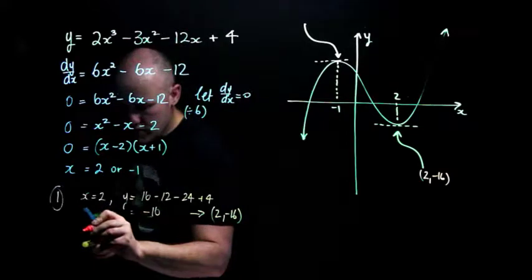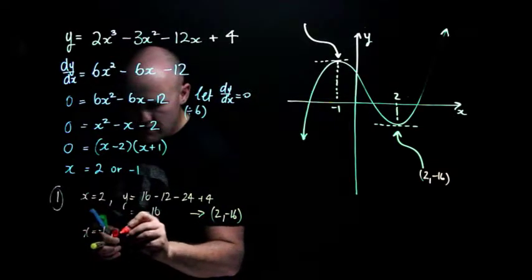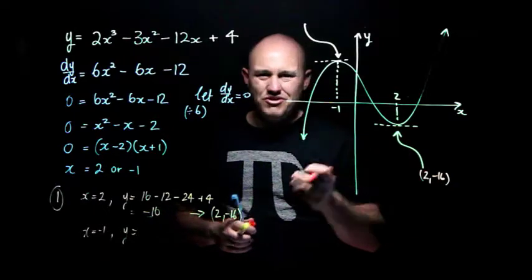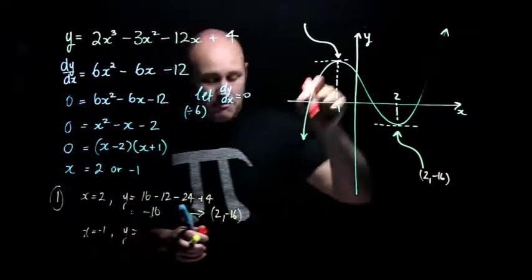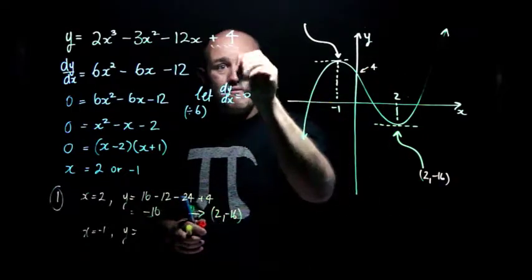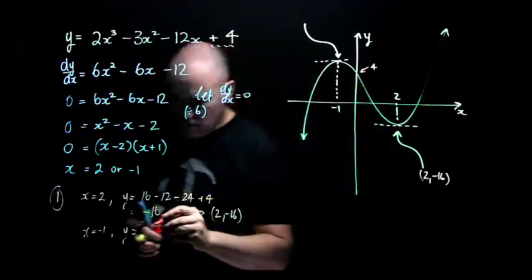And then my second point is x equals negative 1, and I get y equals, notice here I know that should be a positive value, and that's what I was heading towards. I'm going to do the same thing here. I'm expecting a positive value. And I know that the y-intercept here is 4 because it's there. So I'm expecting it to be a little bit bigger than 4.